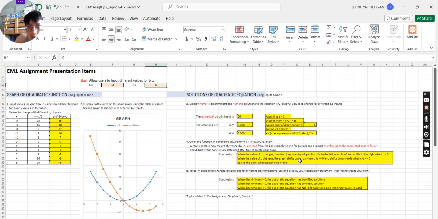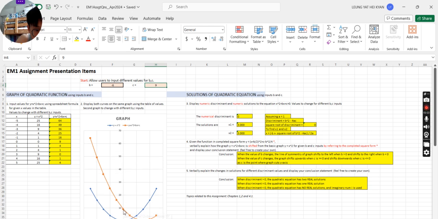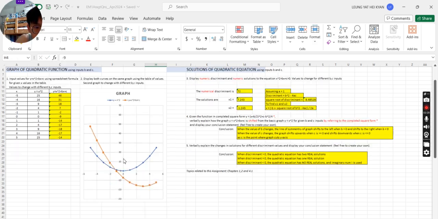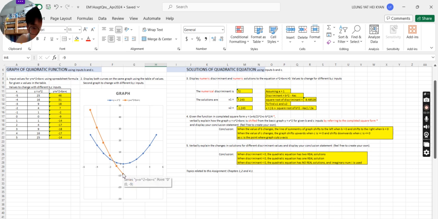So when c changes, the graph will shift upwards when c is greater than 0 and shift downwards when c is less than or equal to 0. So let's say c is 9, the graph would cut at y equals 9, and if it's a negative number, it will shift downwards to negative 9 here.